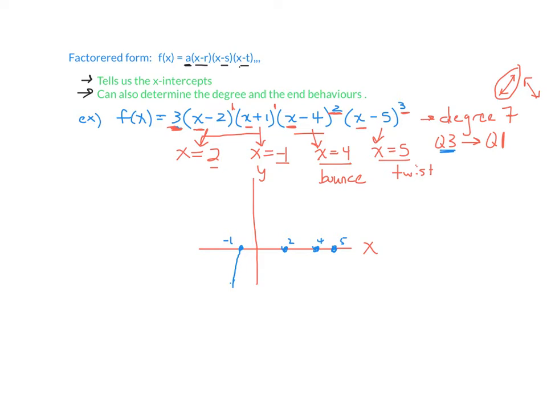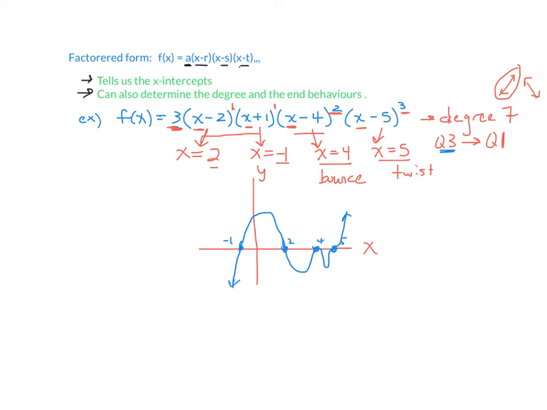At 2, we're just going to cut through, so I could figure out that y-intercept. I'm not going to take the time to do that right at this moment. At 4, we're going to bounce off the x-axis, and at 5, we're going to do the twist. There we go. And then we're heading up to positive infinity there. So our graph could be sketched something like that. So factored form is good for that particular information.